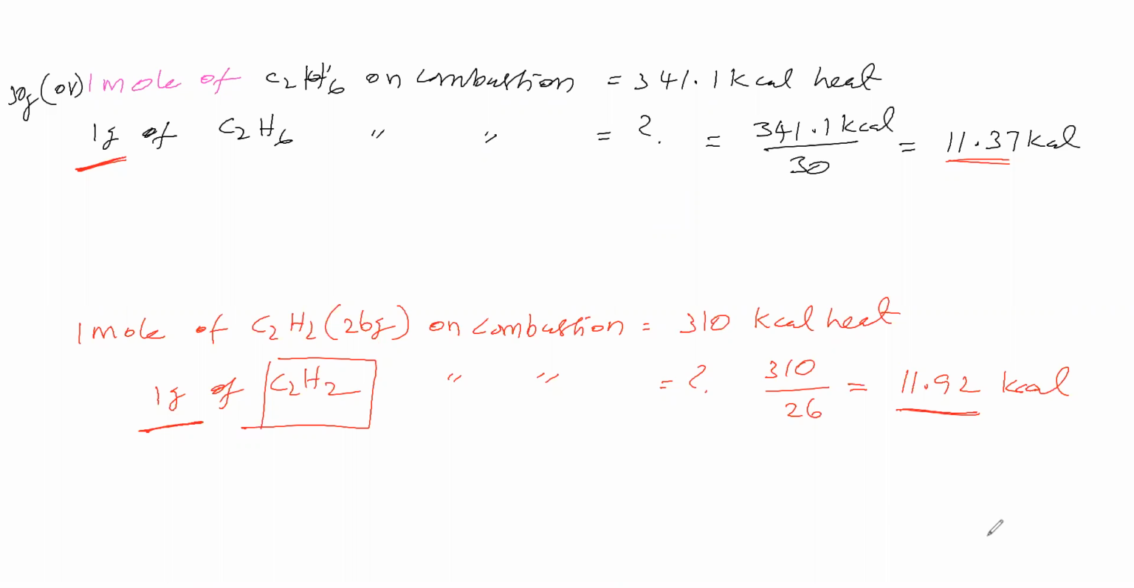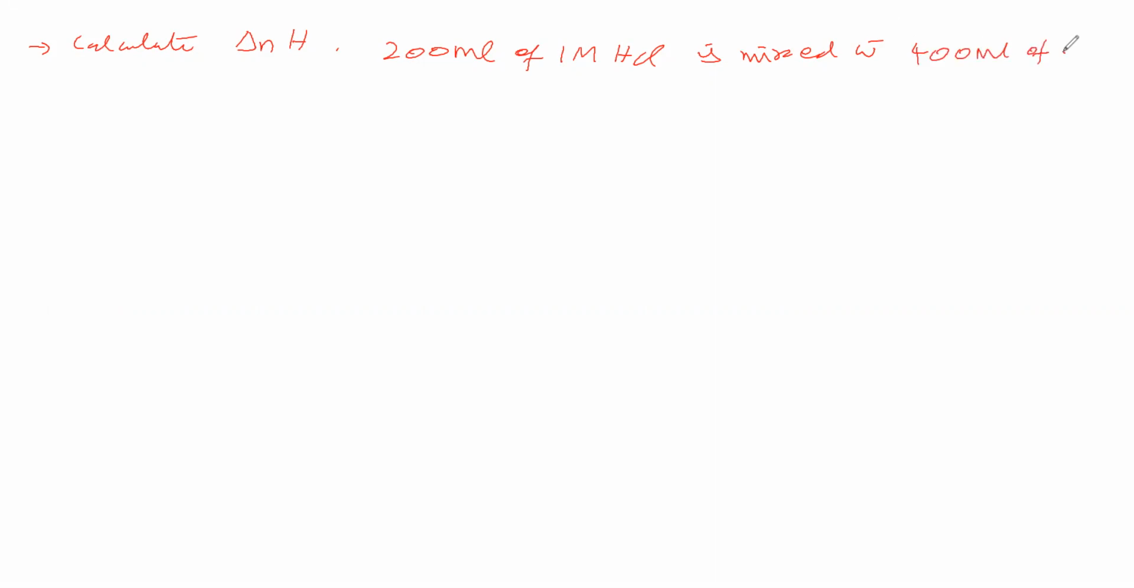Let us go for the next sum. Calculate the heat of neutralization from the following data. 200 ml of 1 molar HCl is mixed with 400 ml of 0.5 molar NaOH.